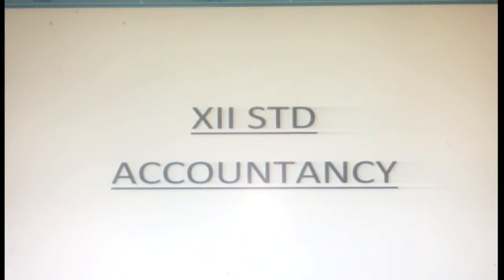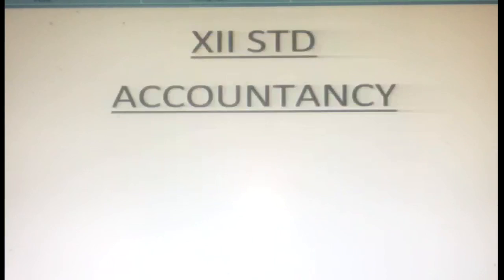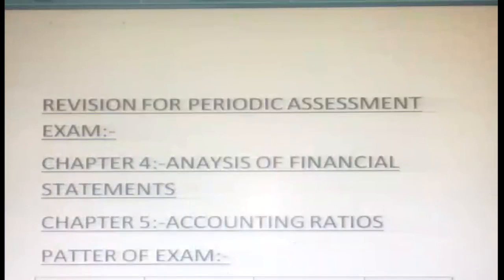So next week we are going to write a revision exam. Regarding that, what are the revisions for our periodic assessment exam? It is called the periodic assessment exam. The two chapters, the revision is going on. One is analysis of financial statements, chapter number 4. Then chapter 5, accounting ratios. Okay. So the two important ones.